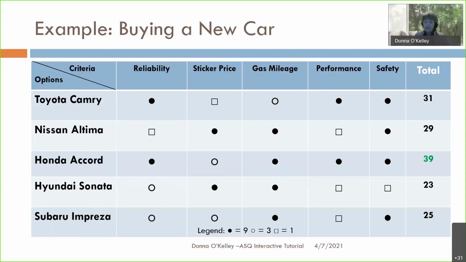Again, you have to pay attention to the legend. In this case, it's 9, 3, and 1. There are big differences between those, and that is on purpose, so that the best option does rise to the top. You just have to be careful when you're doing this that it's appropriate and useful, and that if you spend time doing it, somebody's going to look at it and not ignore it completely. Donna, that's actually a great point you just mentioned. The margins can change because they seem very biased to the 9, to the dots.